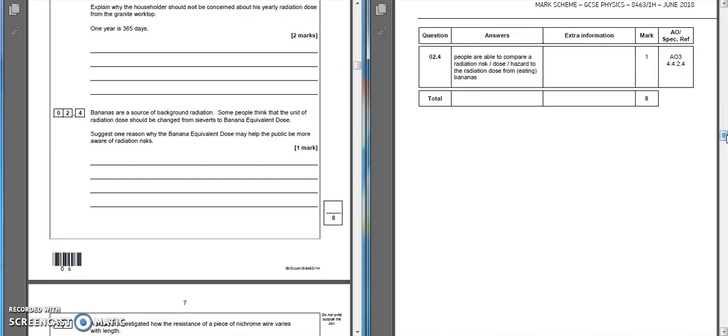Why might this be useful for the public? It's the same reason why units are easier for people to understand than kilowatt hours when you're measuring electricity. It just sounds easy. So if you're saying it's going to be the equivalent of eating one banana, people can visualize that.